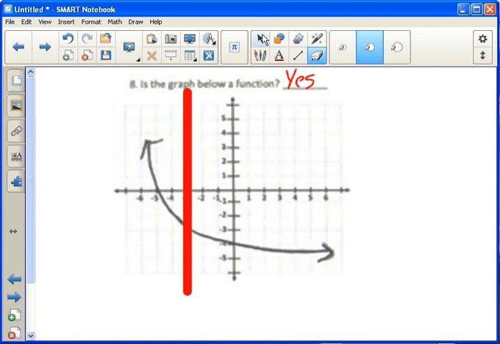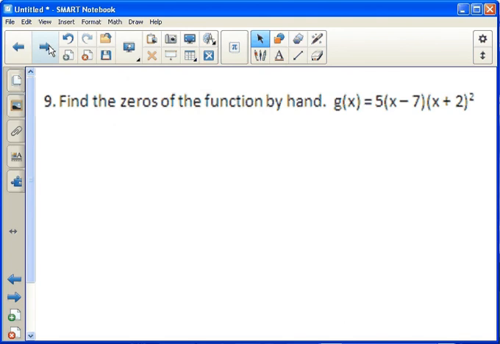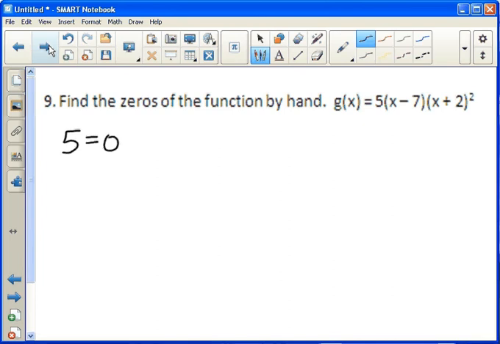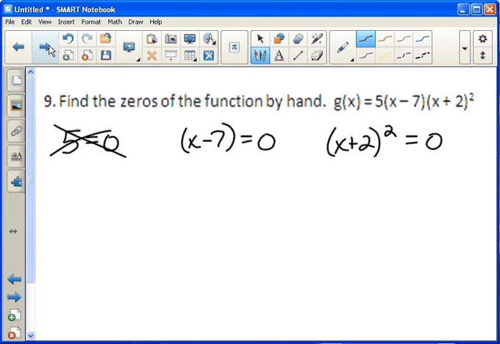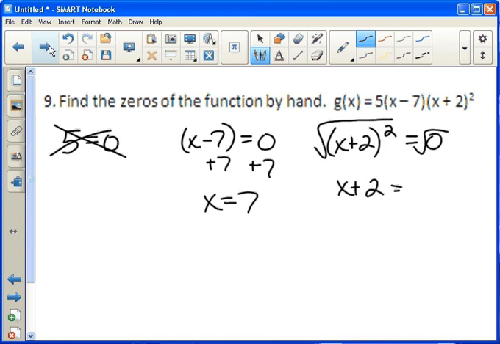Number 9, find the zeros of this function by hand. Okay, so we set each piece equal to 0. 5 equals 0, x minus 7 equals 0, x plus 2 squared equals 0. Well, 5 equals 0 doesn't make any sense. That can't be, so don't worry about it. Then here we add 7 to both sides, and we get x equals 7. Here we square root both sides and get x plus 2 equals 0, and then subtract 2 from both sides, so we get x equals -2. So 2 zeros, 7 and -2.